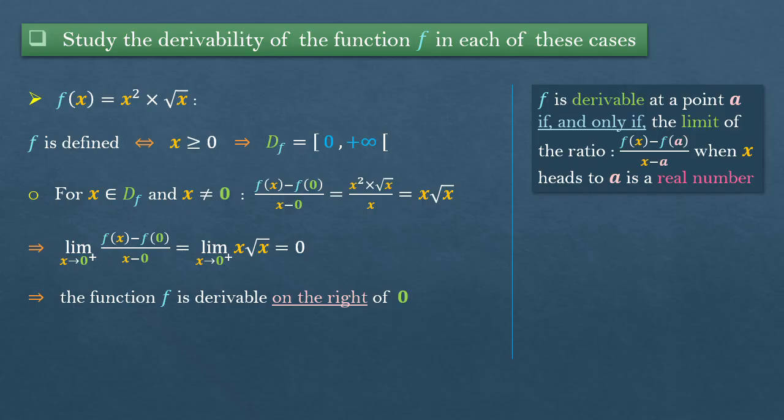In this case, we have studied the derivability of the function f only on the right of the point 0 because our function is not defined for values which are lesser than 0. Now let's move on to the second case.